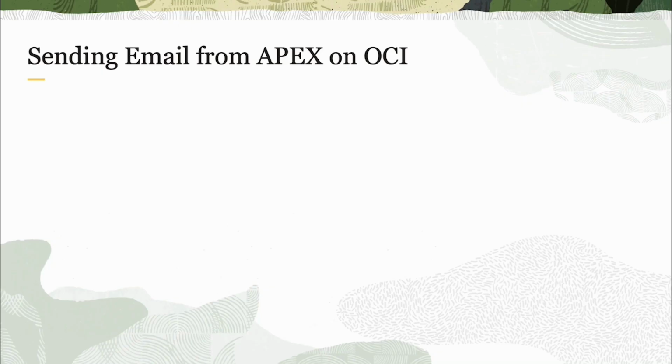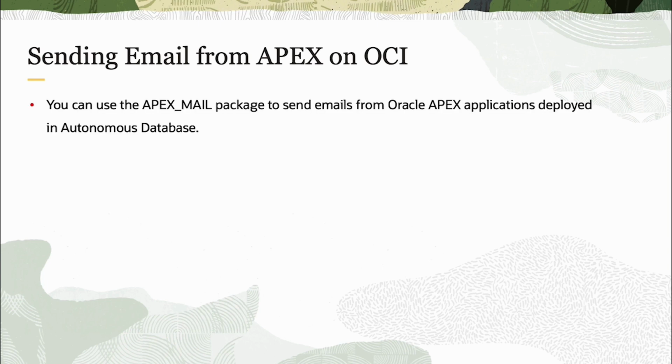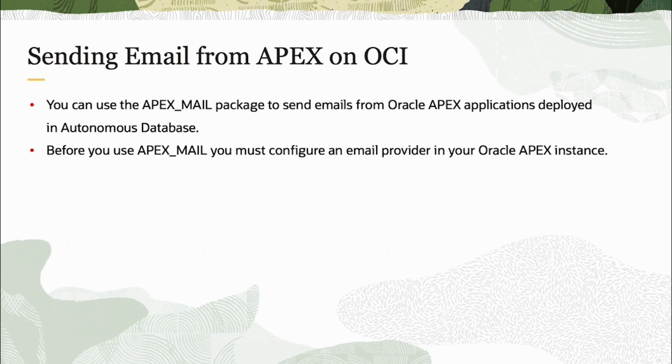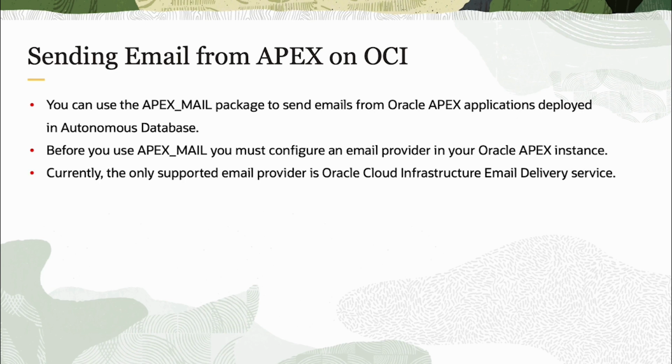Let's get started. Some of the points you need to know about sending emails from Apex on OCI are: you can use the APEX_MAIL PL/SQL API to send emails from Oracle Apex. So using this PL/SQL API, you can send mails programmatically from PL/SQL. But before you use APEX_MAIL or any other mailing features of Oracle Apex, you must configure an email provider in your Apex instance. Currently, the only supported email provider is the OCI Email Delivery service.